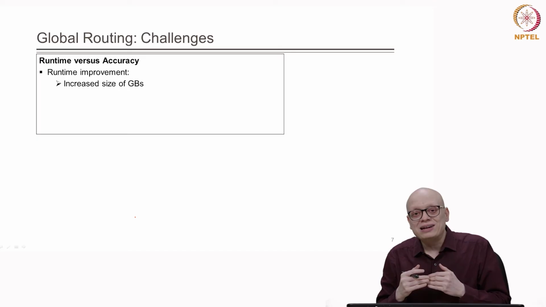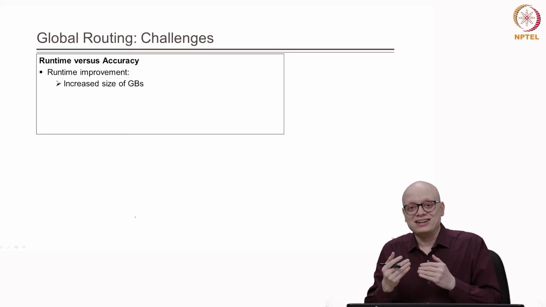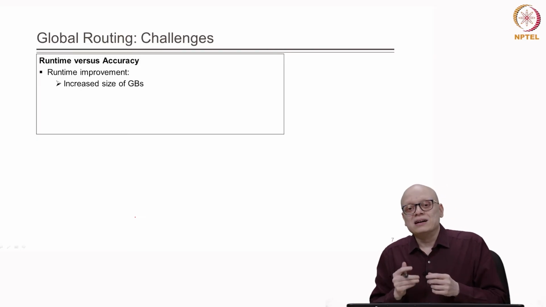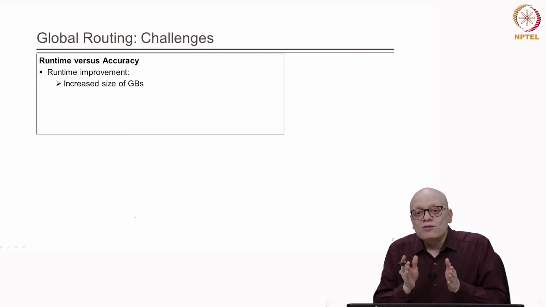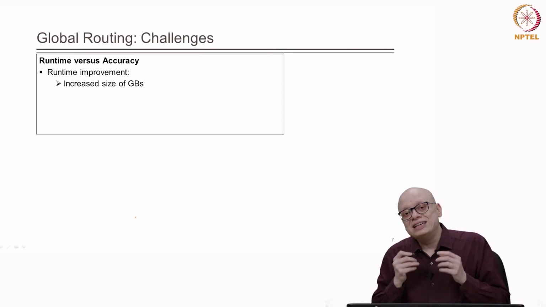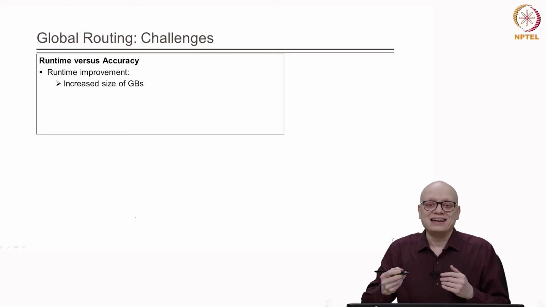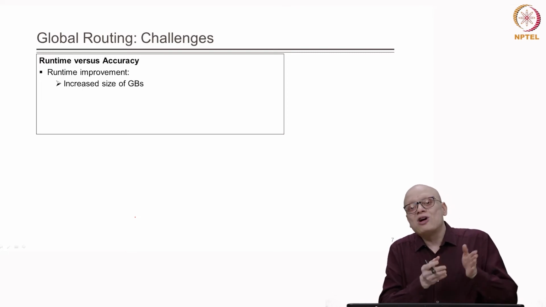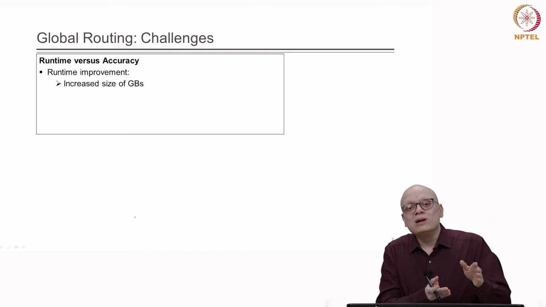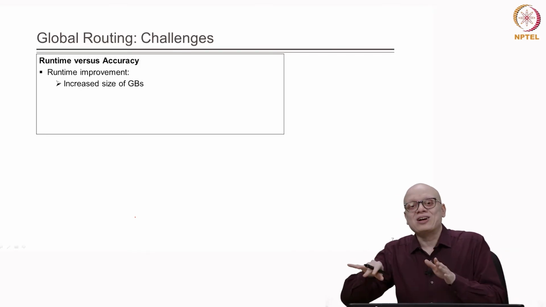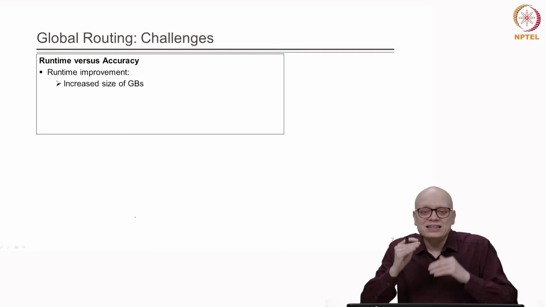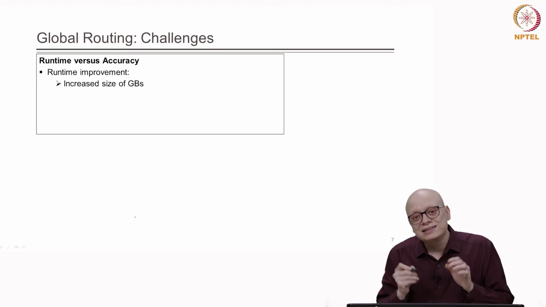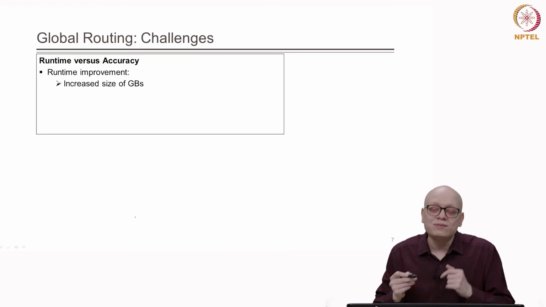But what effect will it have on the detailed router? The detailed router will now see a bigger bin, and therefore the complexity of the problem for the detailed router increases. So in effect, if we increase the size of the global bin, the problem of routing is transferred from global routing to detailed routing. It is actually not solved. Therefore, just increasing the global bin size will not help, because the accuracy will suffer.